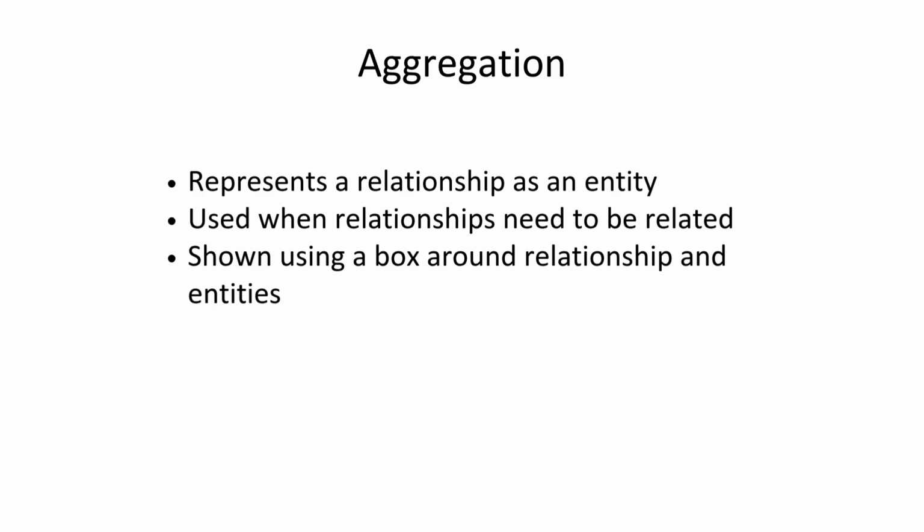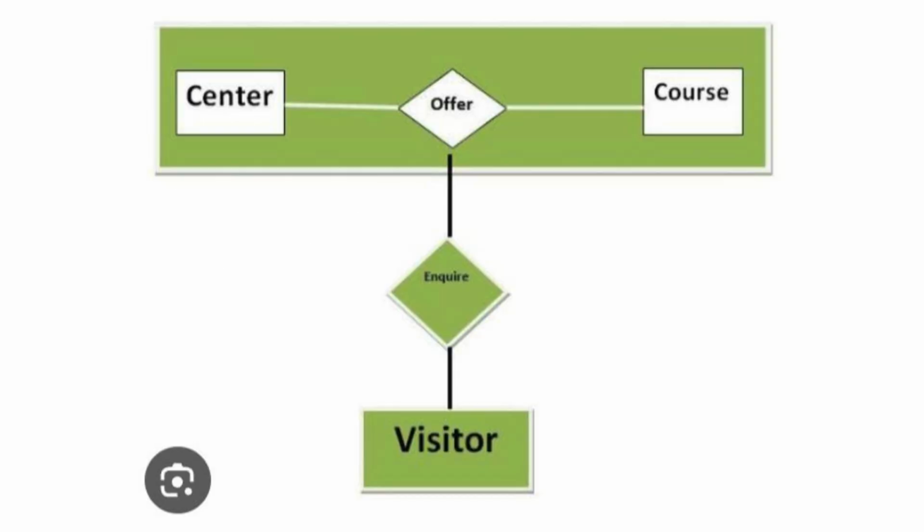Aggregation. Aggregation treats a relationship as an entity, so it can participate in another relationship. Example: a manager supervises a project handled by a team. We group the relationship and entities into a box, forming an aggregate.